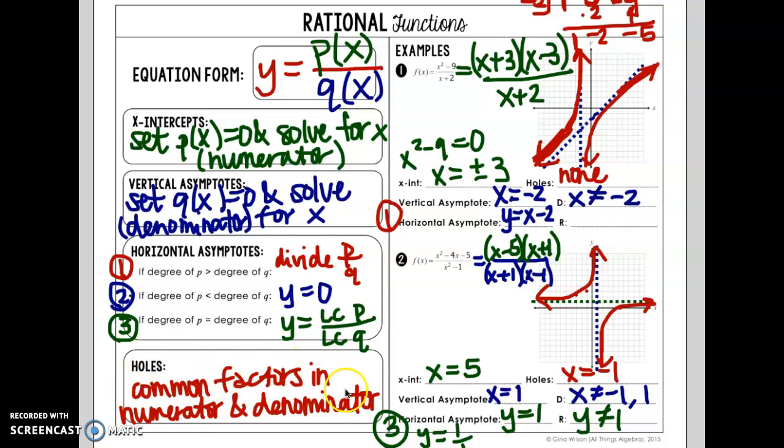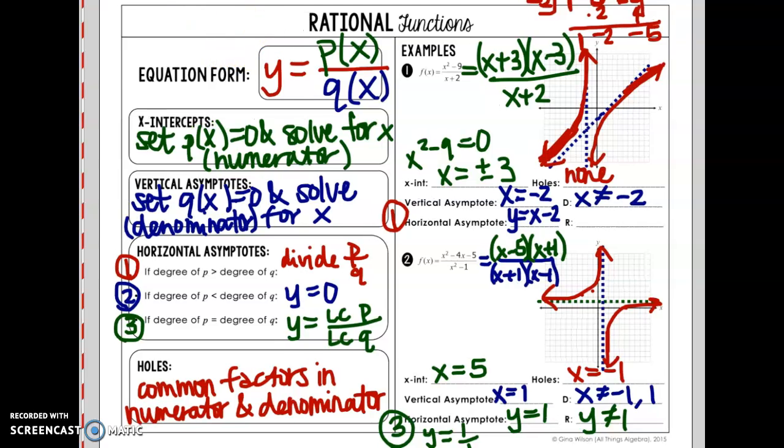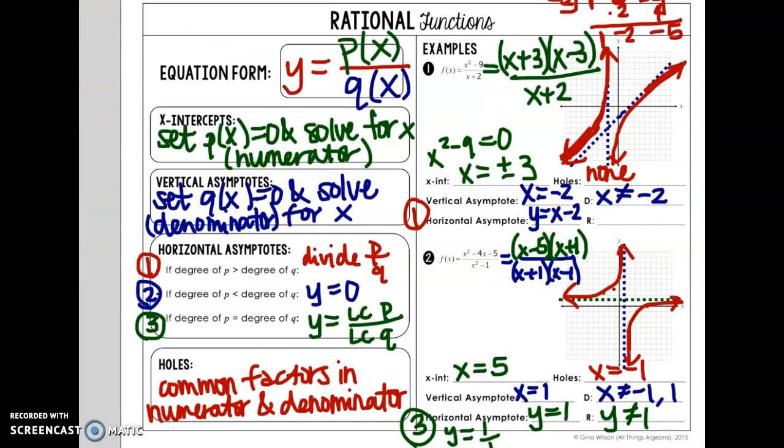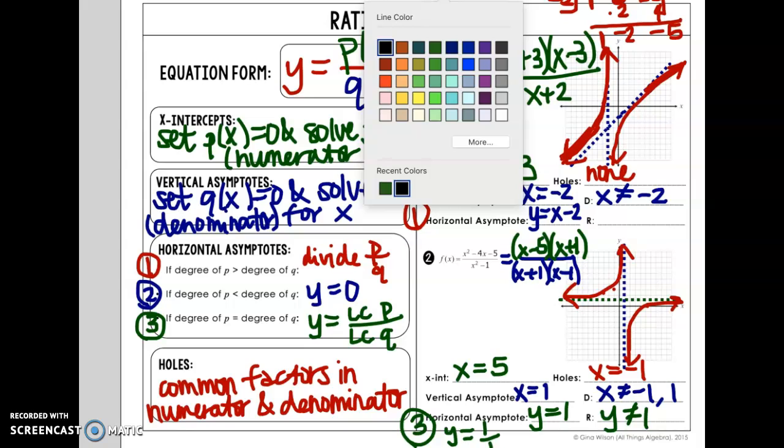Okay, and then we have to watch out for this idea called a hole. So if we see a common factor in numerator and in denominator, then we are going to see that it is a hole in the graph. Okay, so just something to think about. Okay, so we're going to go through a couple of the examples here. I want to make sure I have a pen ready.